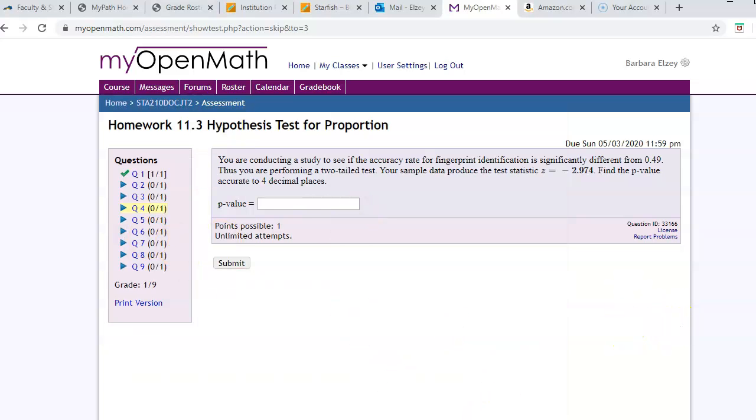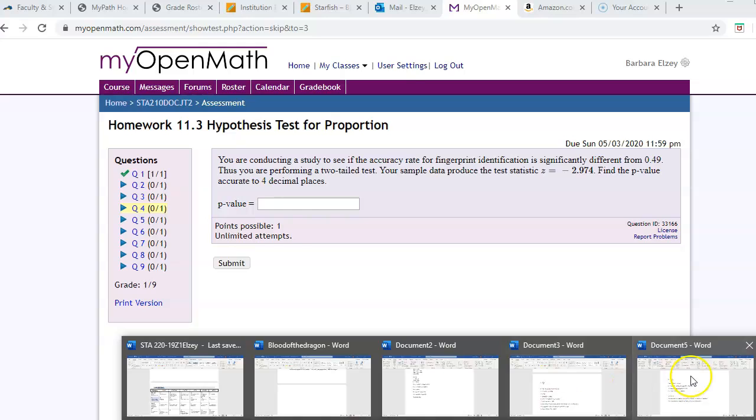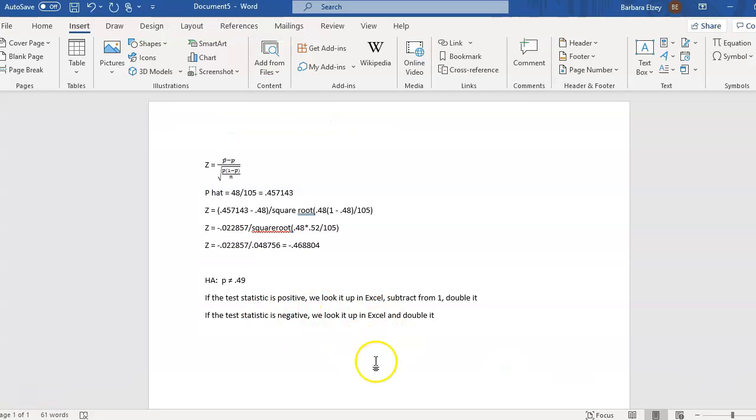All right. And remember what I said a moment ago, since it is negative, we look it up and then double it. So I'm going to say for my p-value, I'm going to have 2 times that thing that I just copied. And let's go ahead and get that answer. And we get 0.00294. Now, that's what I'm going to put in, rounded to whatever we were asked to round to.